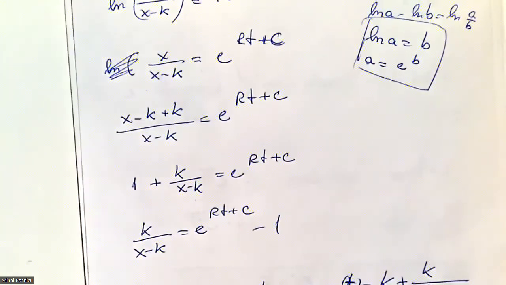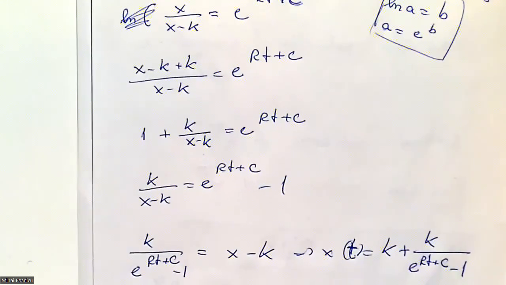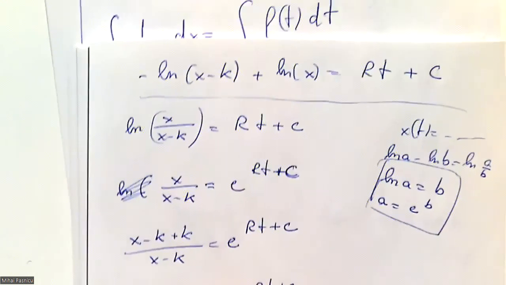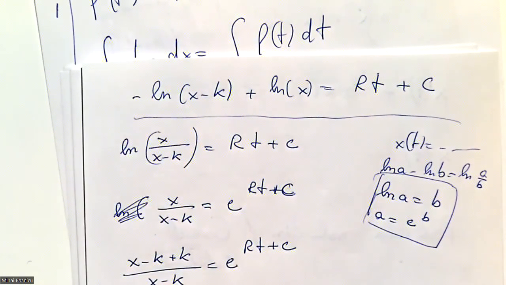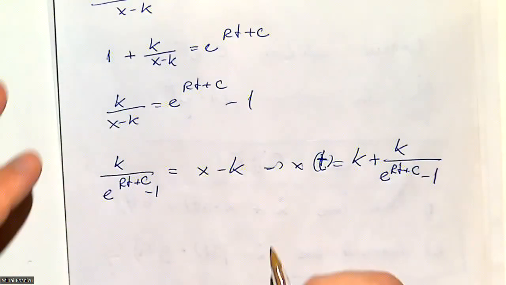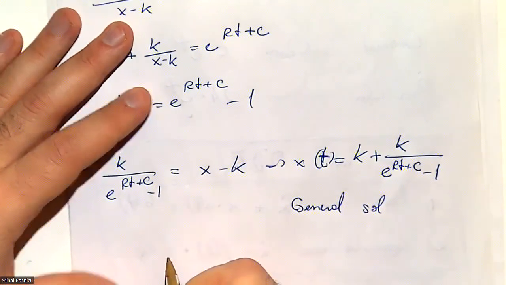I think this part here is a little bit unnecessary, and I hope there's not going to be something like that on the exam, where you just have to play with the fraction until you get x of t out, because it's clear that you know what you're doing if you got to this part over here. Okay, but this is the general solution. And again, pretty standard.